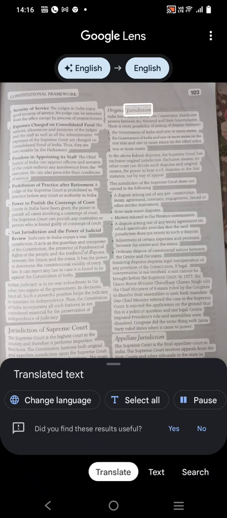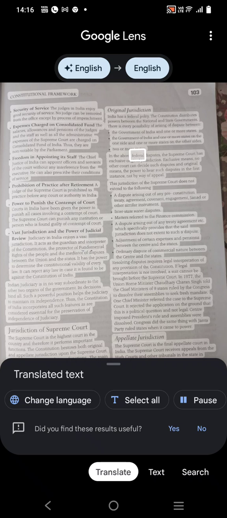Original jurisdiction. India has a federal polity. The Constitution distributes powers between the national and state governments. There is every possibility of a dispute arising between the Government of India and one or more states on the one side and one or more states on the other side, or between two or more states.